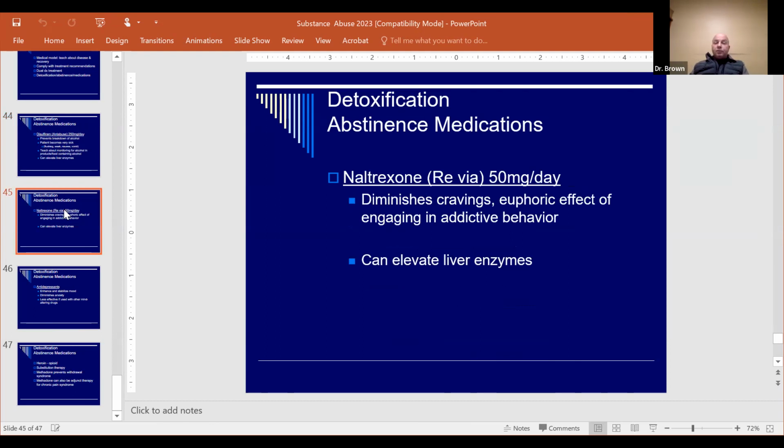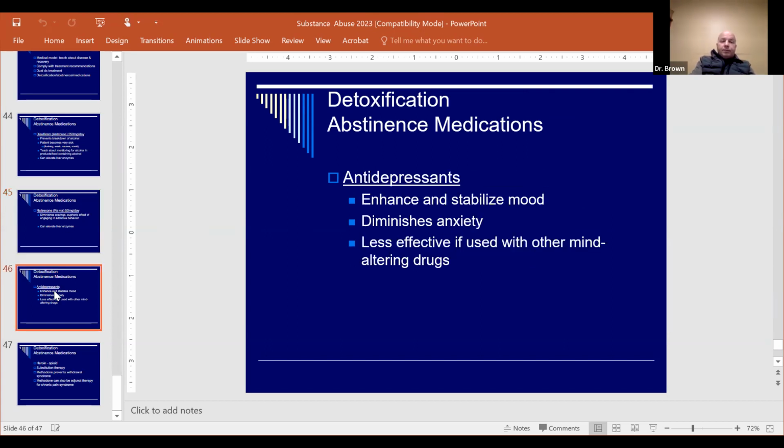Next one is naltrexone, and this decreases the cravings. It blocks the euphoric effect of engaging in the addictive behavior, so it calms everything down. And naltrexone, in my opinion, probably works about 50% of the time. But what really works is when somebody goes to AA, they're open to learning, and they surround themselves with sober people. It's like being a diabetic. You don't want to be a diabetic and work in a candy store. If you're an alcoholic, you don't want to hang out at a bar. Okay.